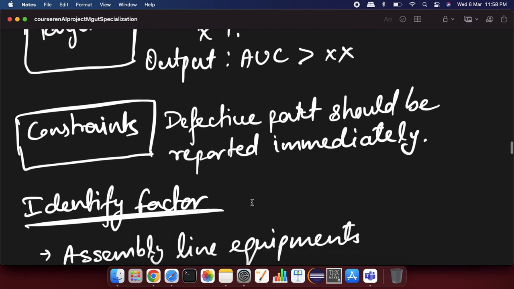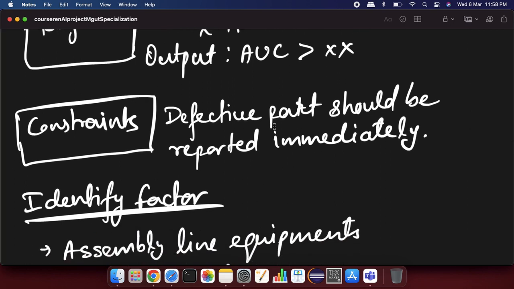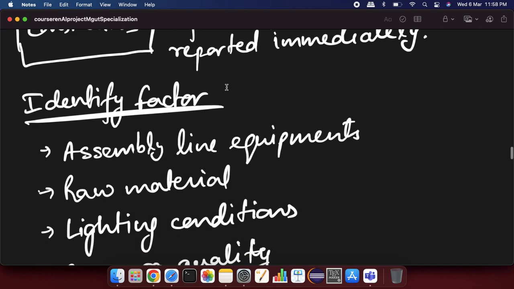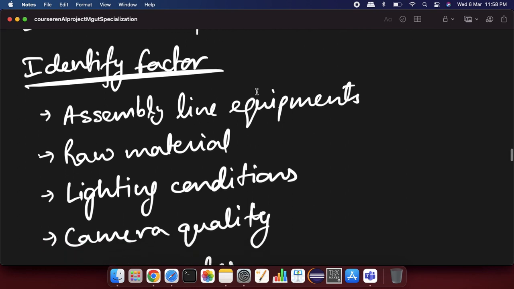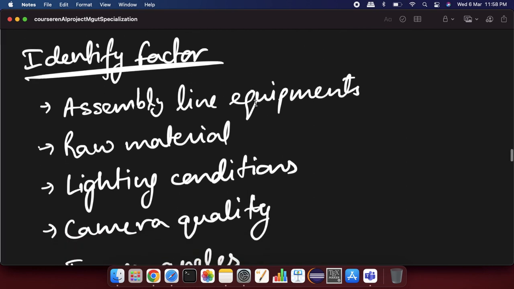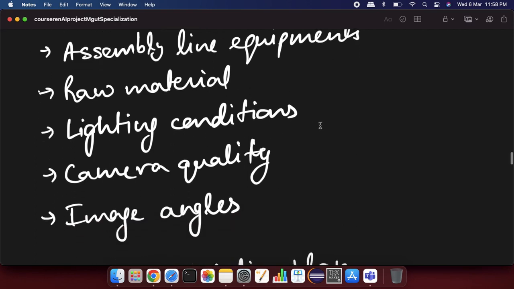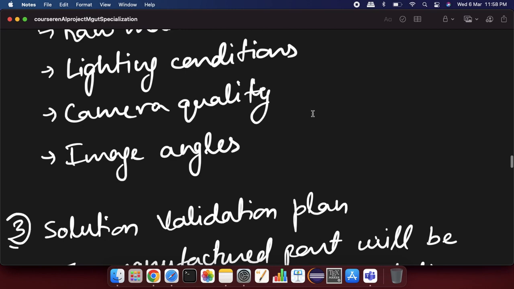Constraints: defective parts should be reported immediately. This is one constraint that we are working on. Identify factors: there are different factors involved. Some of the major factors are assembly line equipment, what kind of equipment is used on the assembly line, what raw material is used, what the lighting conditions are, what the camera quality is, and at what angles the image is taken.